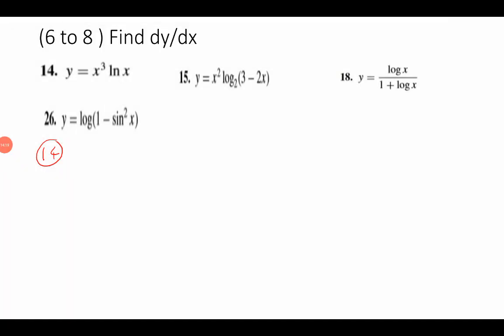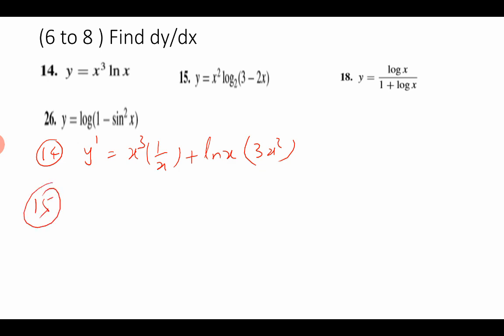Let's start problem number 14. Y prime, using the product rule: keep x cube, differentiate ln x, it is 1 over x, plus keep ln x, differentiate x cube, it is 3x square. That is it. You can simplify and leave it. Now I'm going to problem number 15.